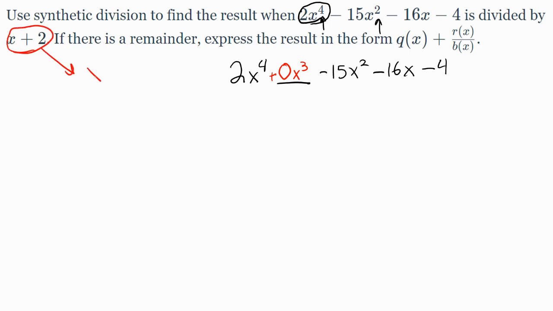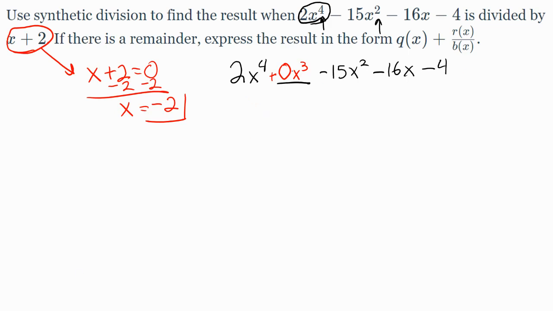So then off to the side, we are dividing by a linear, so this is good to go. I'm going to take my x plus 2, set it equal to 0, and then solve that, minus 2 from both sides. Solving for x, I get x equals negative 2. Now I put that in my little half box and bring all my coefficients down.